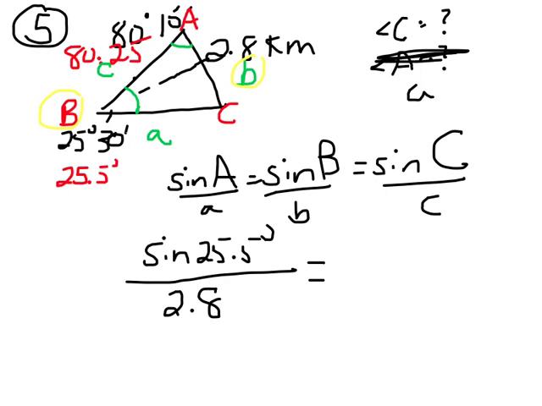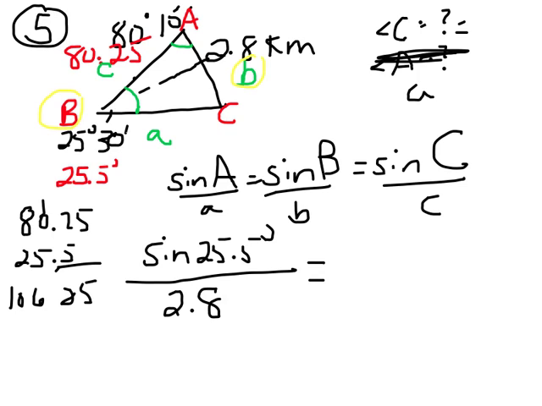Do we need to use this formula to find angle C, first of all? No, because all the angles in a triangle add up to 180. So let's go ahead and find angle C now. We don't want to do it the hard way. We want to do it the easy way. So let's see, 25.5 and 80.25 added together, that'd be what, 106.25 if I did that right. And so I'll subtract that from 180, and that'll give me angle C.